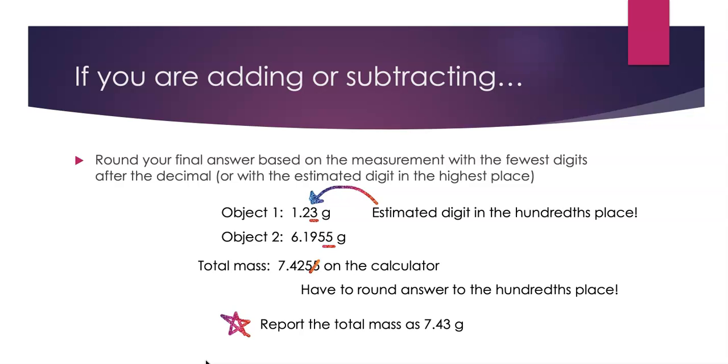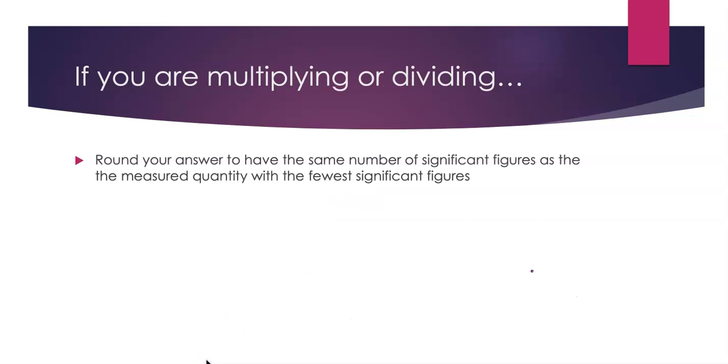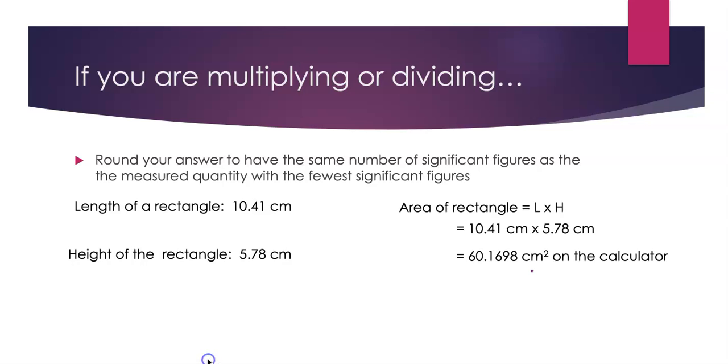We do a different set of rules when we're multiplying or dividing. For multiplying or dividing, we have to round our answer to have the same number of significant figures as the measured quantity with the fewest significant figures. Let's say we measure the length of a rectangle to be 10.41 centimeters, and the height of this rectangle was 5.78 centimeters because it was not very tall. If we wanted to find the area, area is the length times the height. We can multiply these two together, and my calculator gives me all kinds of digits. That's fine. That's what my calculator says.